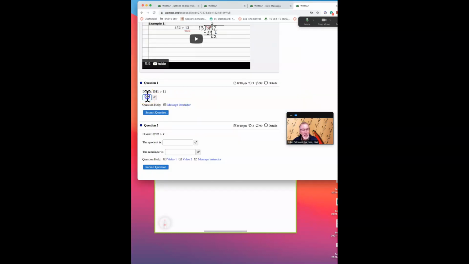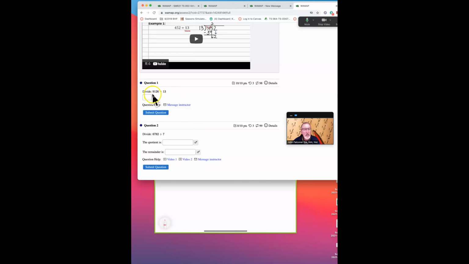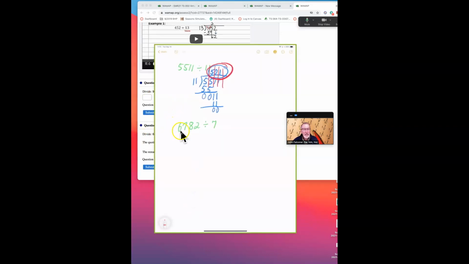Let's go ahead and put that in here and see what they say. Okay, so this one was right, and let's try a similar question. You can try this one on your own. 9,126 divided by 13. So let's take a look at this second problem. 6,782 divided by 7. So we're going to write this up the same way.